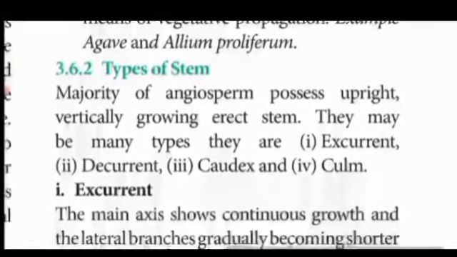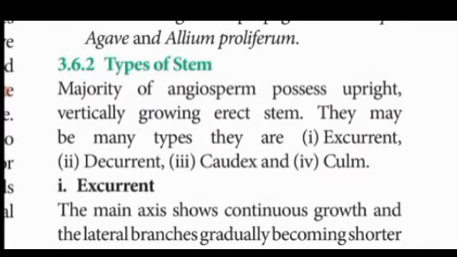The next, types of stems. The majority of angiosperms possess an upright, vertically growing erect stem. Erect means they can stand straight. They may be of many types.